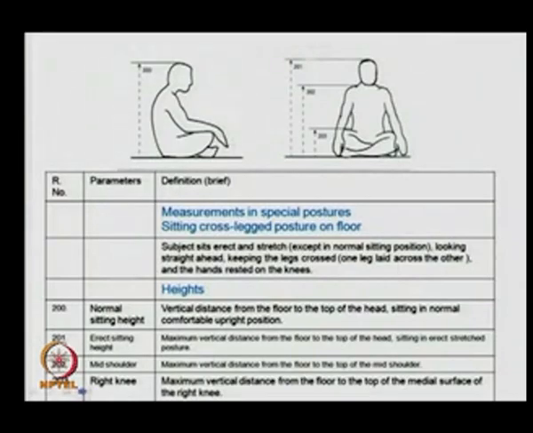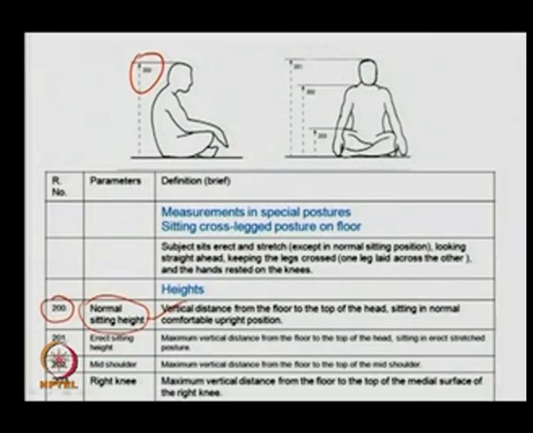Now, as we have shown in earlier classes, these figures have some specific numbers. This is a reference number, and alongside it are the name of the parameter and the definition of the parameter. So, here, 200 is the normal sitting height, where we bend a little as we sit.